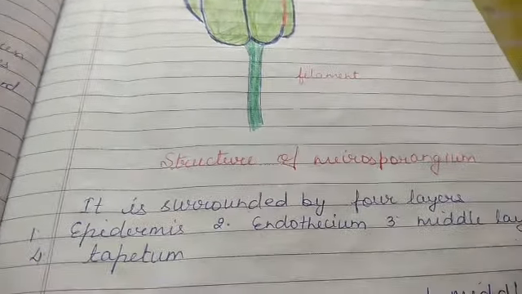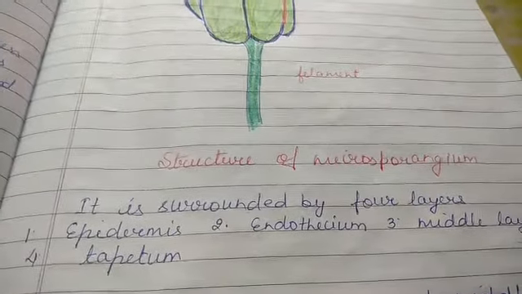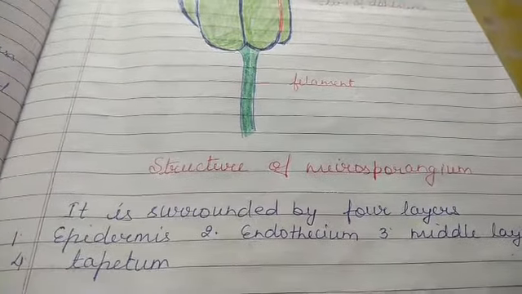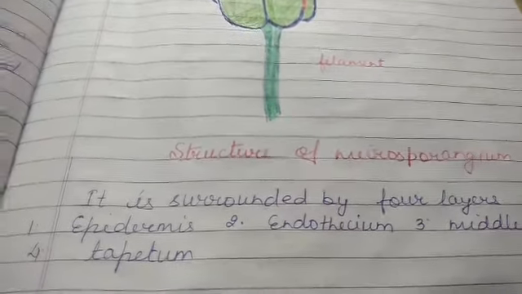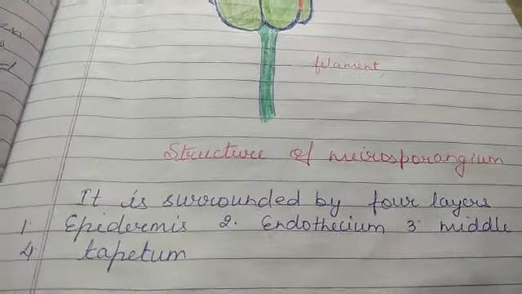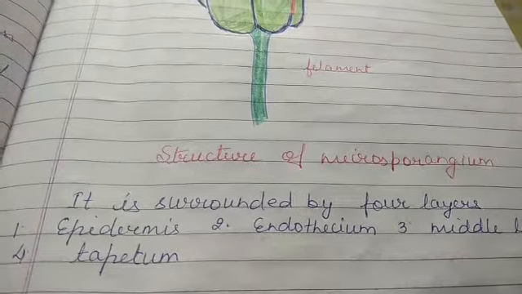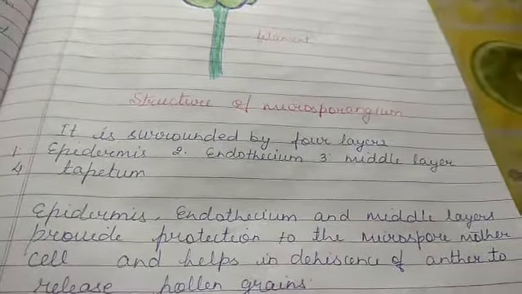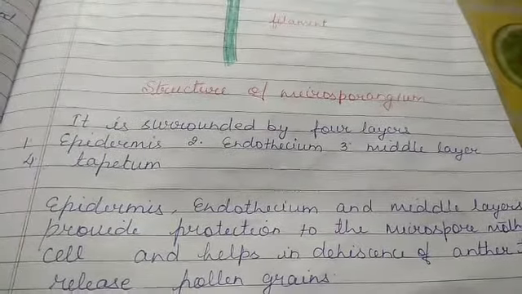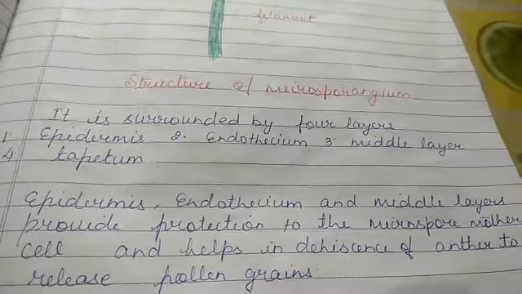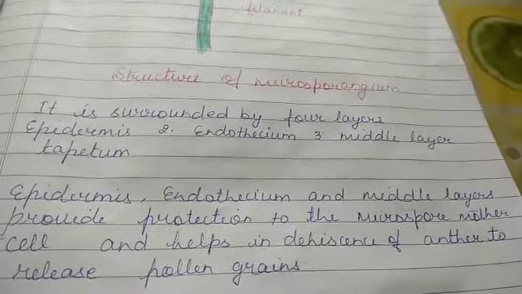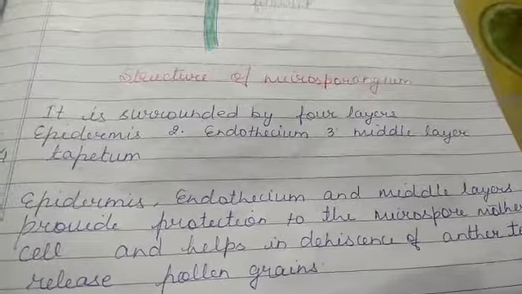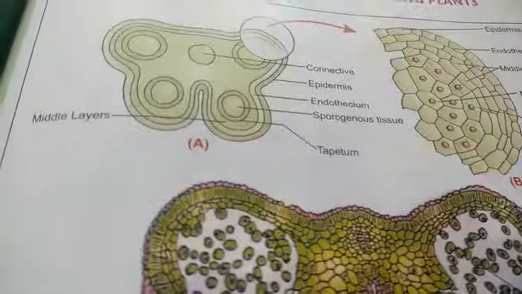Just remember, children, these three layers are protective in function. Epidermis, endothecium and middle layer provide protection to the microspores. And tapetum has a very different function, that it provides nourishment to the microspores or pollen grains. These three layers also help in dehiscence of the anther, means rupturing of the anther, in order to release the pollen grains.